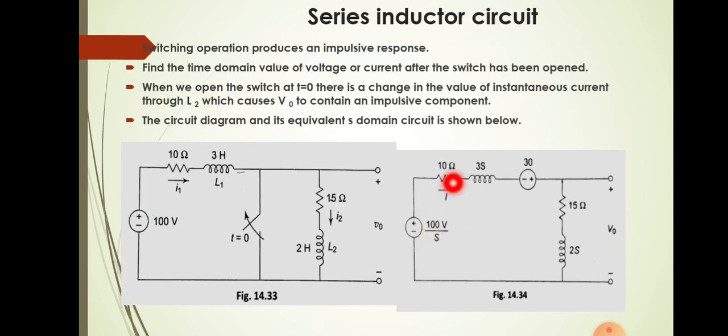So this is the equivalent S domain circuit, and you have gone through how this 30 volt and 3S and 2S and 100 by S comes. Okay, so this is the equivalent circuit. Let us analyze the current value and voltage value whenever the switch is open.